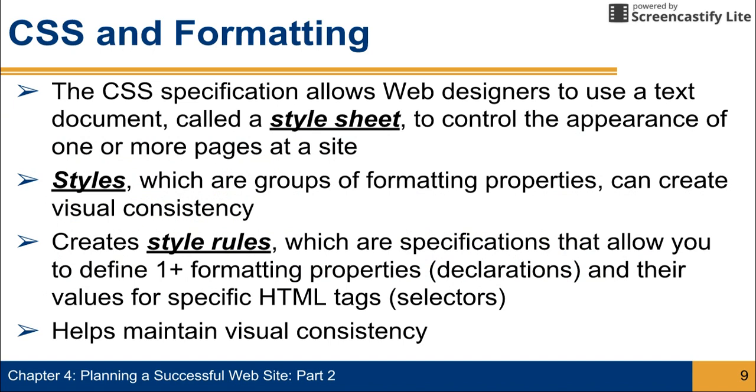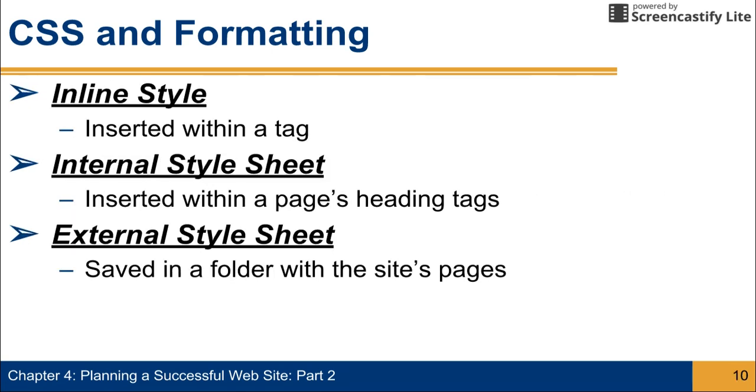To set up the look and feel of a site, you use CSS in formatting. So we've learned through Codecademy, CSS is used for the look and the feel, and it allows web designers to use a text document called a style sheet to control the appearance of one or more pages. So in the style sheet, you have these styles, which are groups of formatting properties that create visual consistency. And you create style rules, which are specifications that allow you to define one or more formatting properties, which are called the declarations, and their values for specific HTML tags, which are our selectors. This really helps maintain visual consistency.